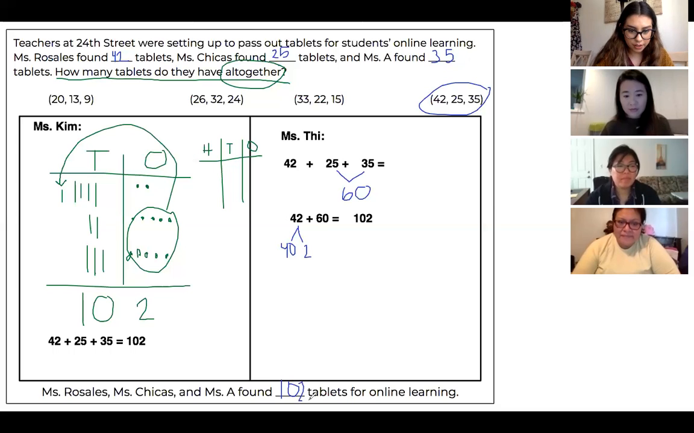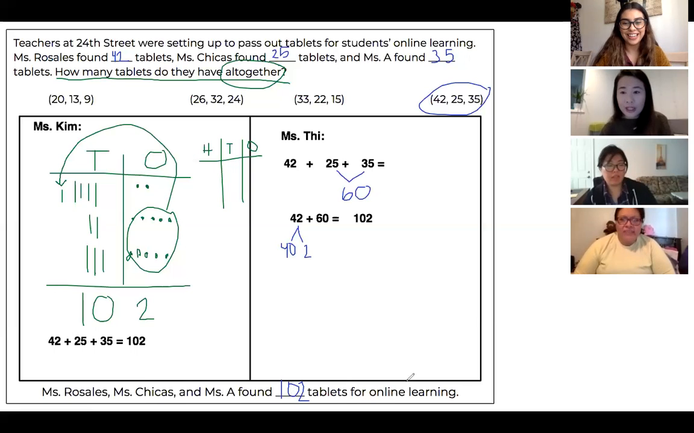because that's what both of our friends got. So as a group, let's read our sentence with the answer. Are we ready? 1, 2, 3. Miss Rosales, Miss Chica, and Miss A found 102 tablets for online learning.